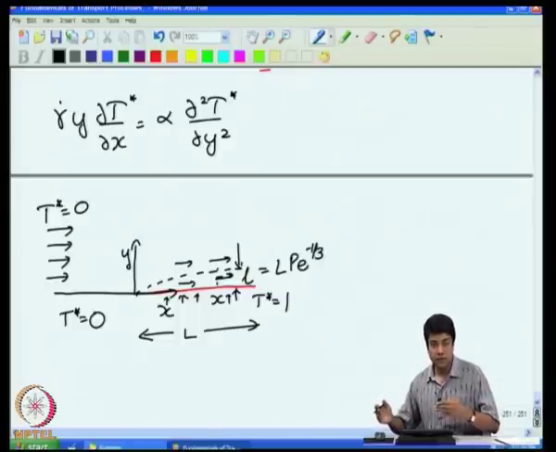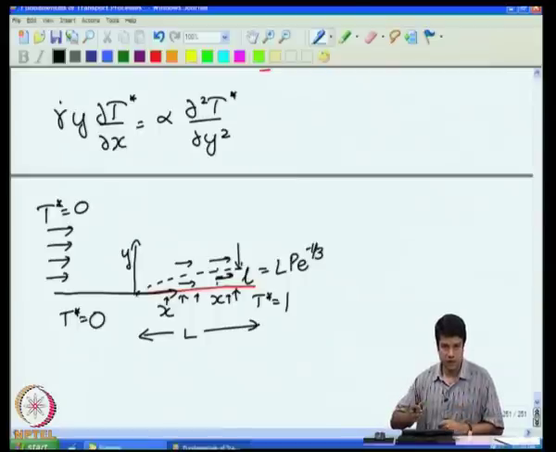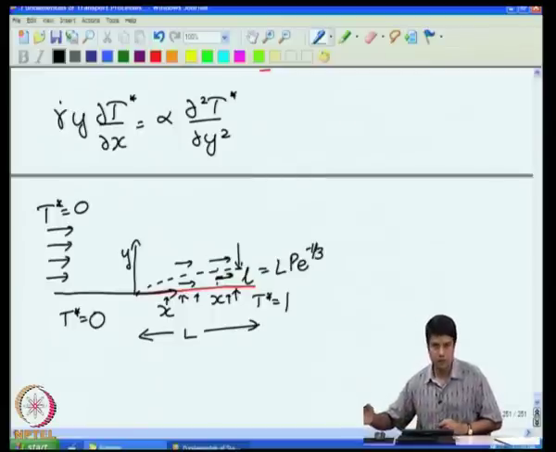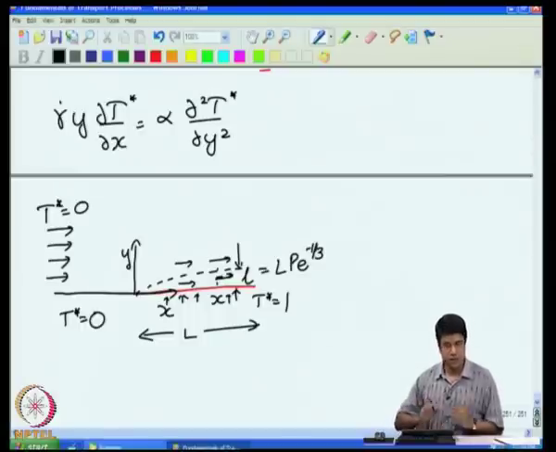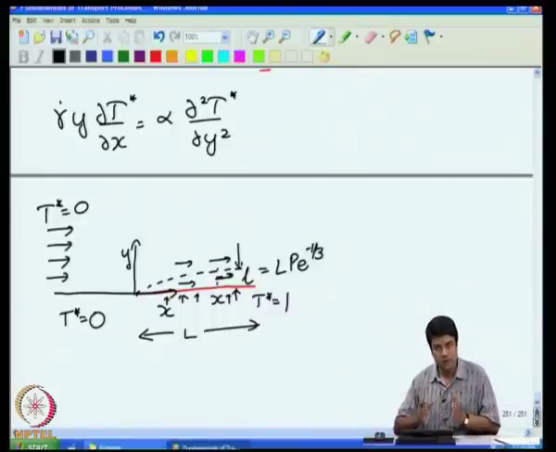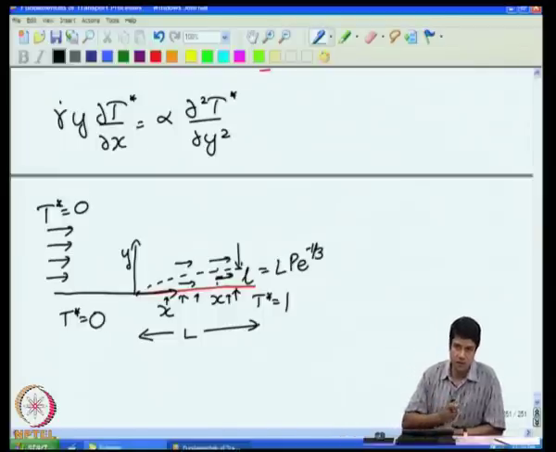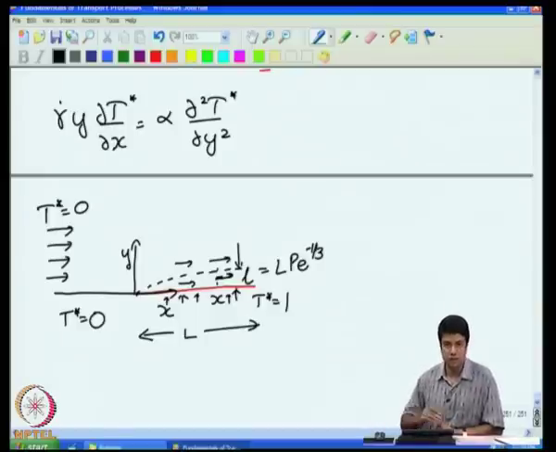That means that at a given position x, the temperature should not depend upon the total length L, because that total length L is downstream of the position x. So, the temperature at a given location x cannot depend upon the total length L downstream of that location. It should depend only upon the length of the heated section up to that particular location x. That means that the only length scale on which this temperature at a given location x should depend is the distance x from the start of the heated section itself, not the total length of the heated section.